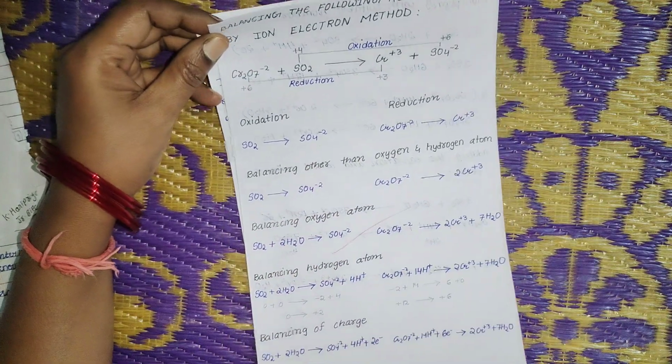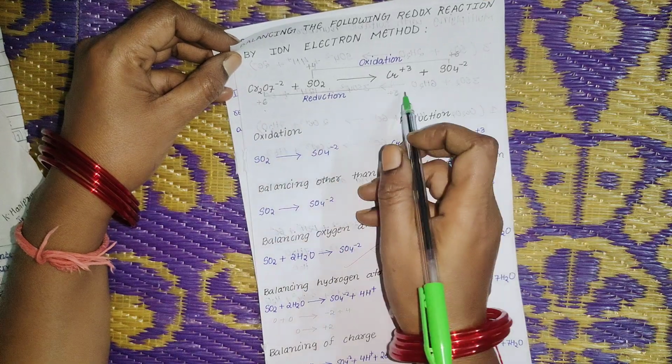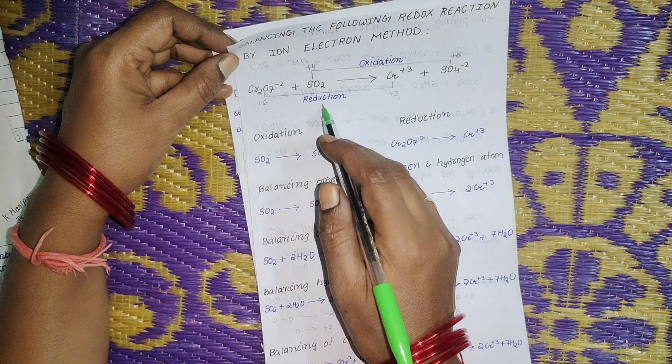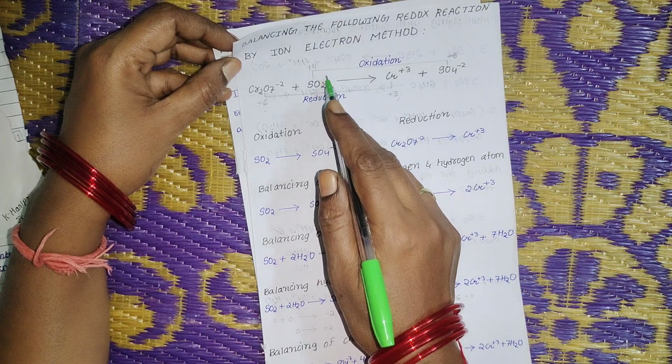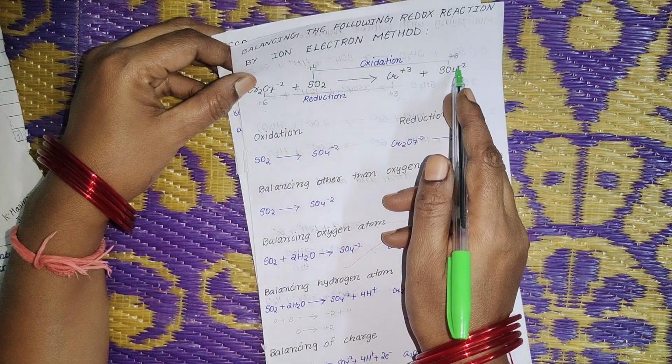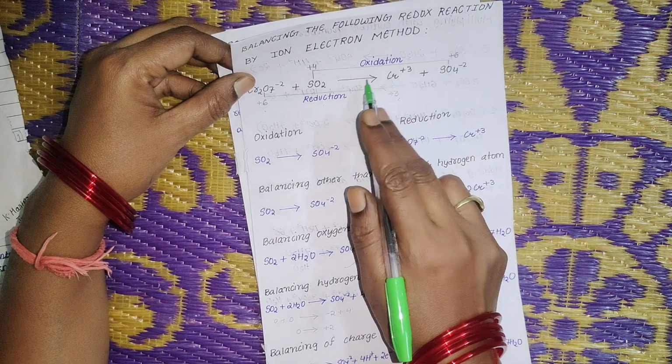So sort this out, please. Here chromium +6 is converting to +3, nothing but electron addition, that is the reduction. Here SO2 is actually +4 oxidation state and here +6, meaning electrons are lost, that is why this is oxidation.